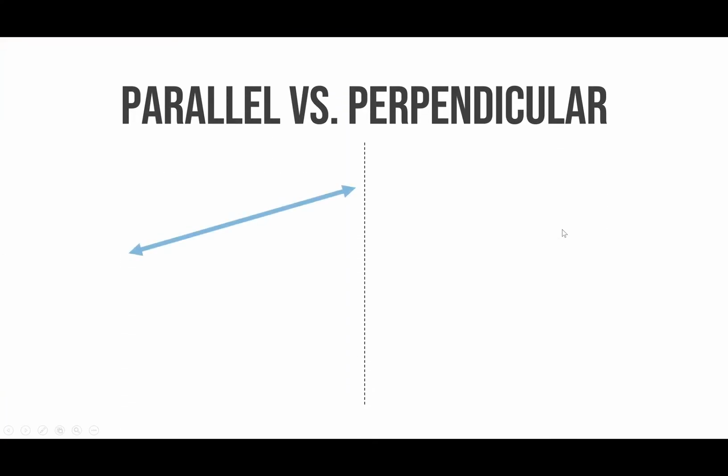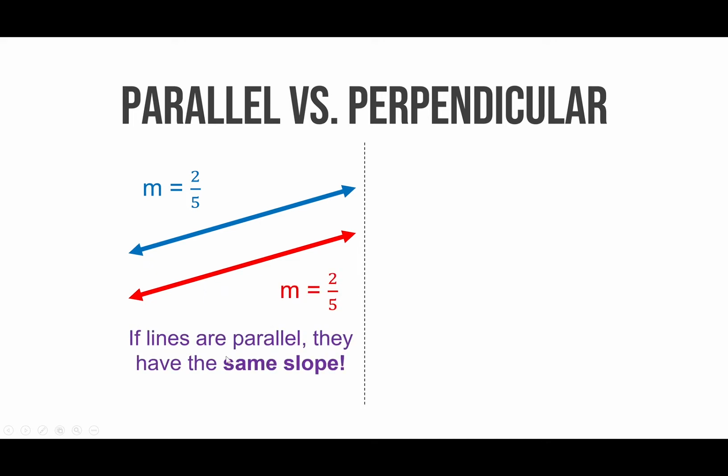Okay, so let's take a look at this line right here. Let's just say that this blue line has a slope of 2 over 5. So if there is a line that is parallel to it, the slope is also 2 over 5. It's the same slope. If lines are parallel, they have the same slope. Here, I have the same line. This slope is 2 over 5.